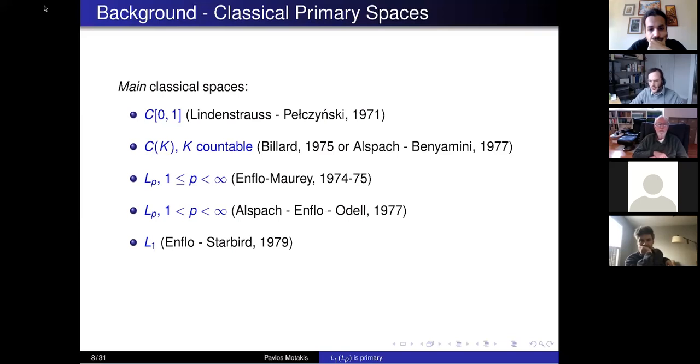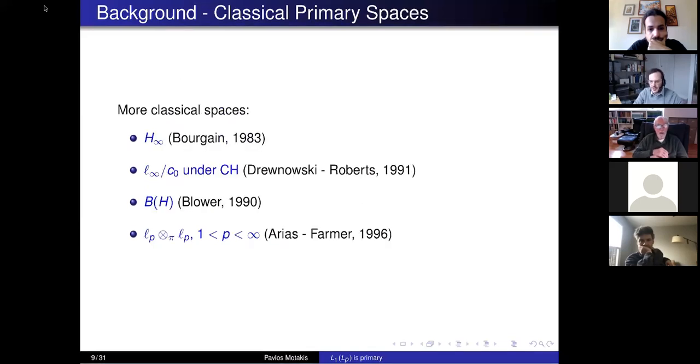So there are many more. Let me just mention a few. For example, Bourgain proved in 1983 that H infinity, which is the space of bounded analytic functions on a unit disk, is a primary space. Drewnowski and Roberts proved under the continuum hypothesis, interestingly, that the quotient L infinity over c_0 is a primary space. What they actually proved under the continuum hypothesis is that this space satisfies a certain decomposition property, which helped them prove that it is primary.